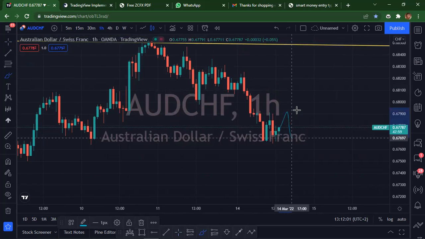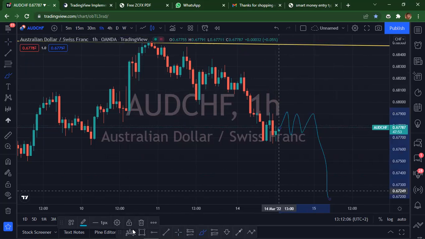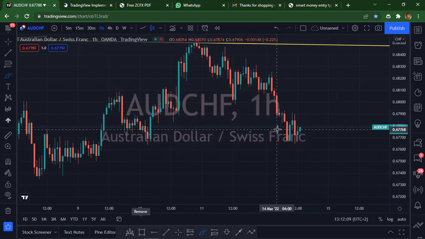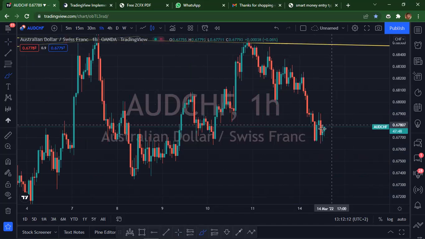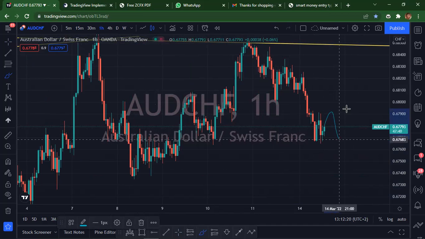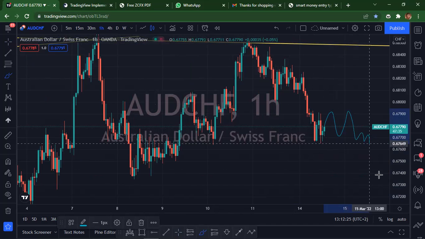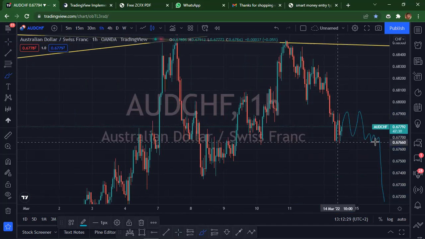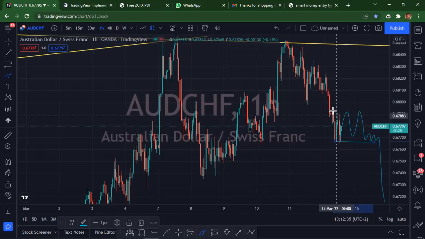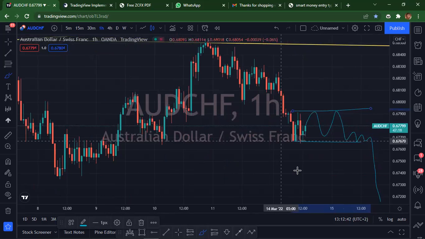So some consolidation, and then the market will just push to the downside. So we just have to wait and sell. There are like 2 types of entries that we can use. So we might end up getting something like this.